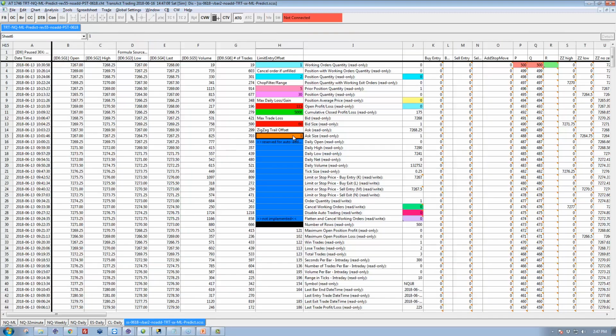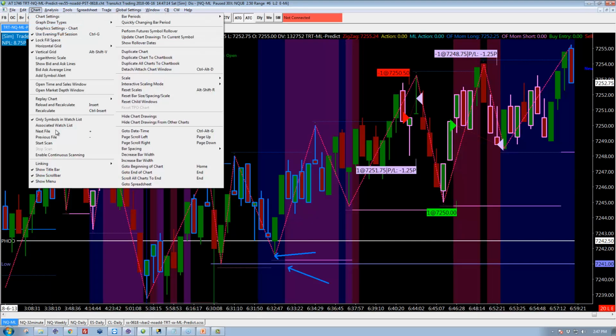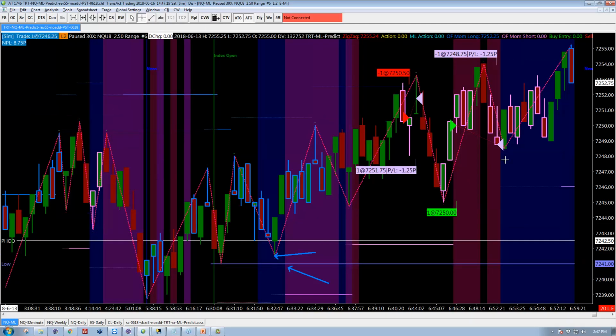You could also go the other way. Go 10 ticks out. And if we recalc this, we'll see they'll all move out now. Okay, so you can control how close to that point you want to trail to. All right.